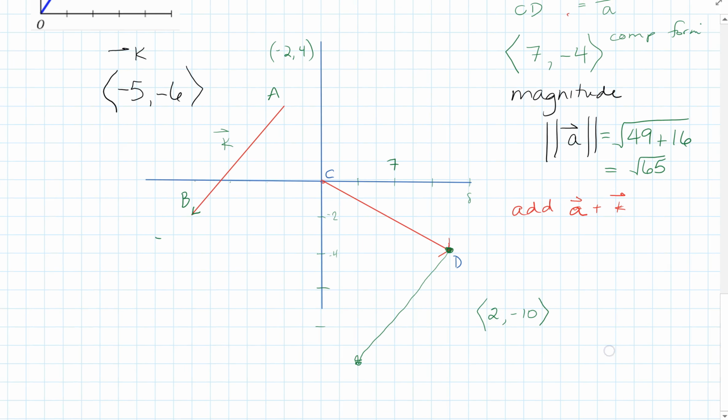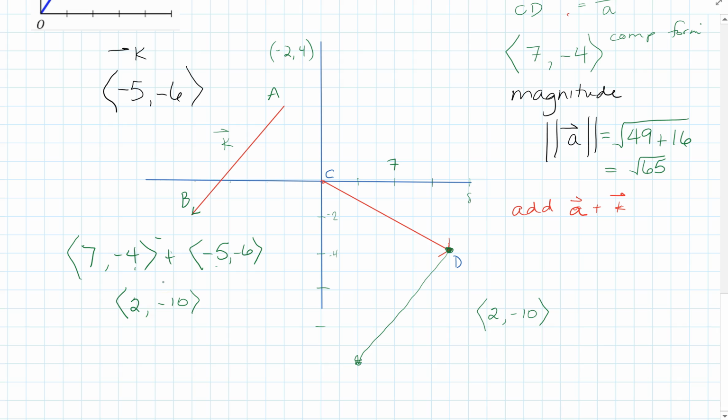Now personally, I think it's a lot simpler to add them in component form, because if I had 7, -4, and I was adding -5, -6, I find it much easier to think of it algebraically. 7 plus -5 is 2. -4 plus -6 is in fact -10. So you can do it geometrically, or you can do it algebraically.